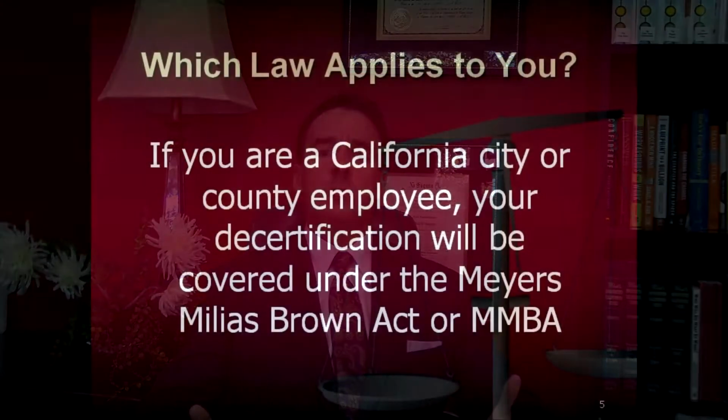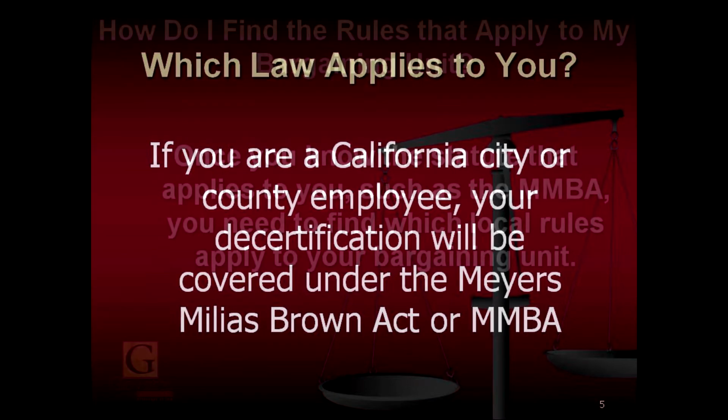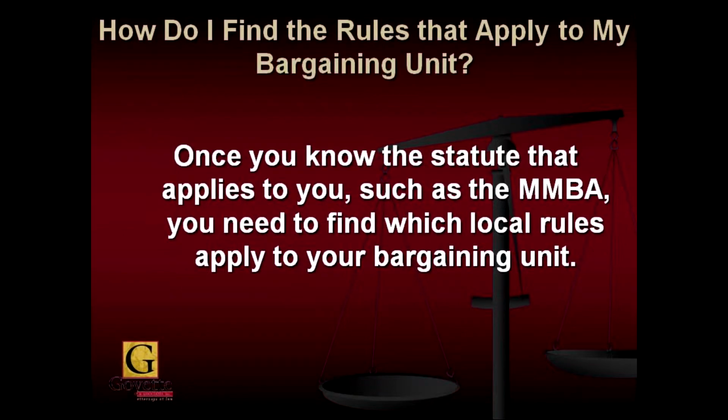Now, speaking of local rules, that's the next stop on the trail: what local rules apply to you. So you figured out what statute applies to you, and assume here the Meyers-Milias-Brown Act applies to you, and you start looking at that at Government Code Section 3505 and the sections that follow it. What about the local rules? What local rules apply to you? Well, that's really important that you look at those.